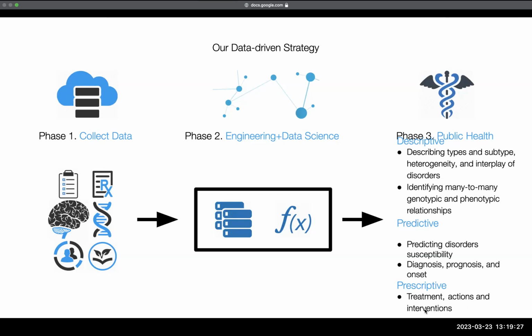And the prescriptive part is that, all right, knowing where a patient is going to be, what their prognosis is going to be, what their diagnosis is, could you tell me what treatment and intervention could I introduce in terms of managing the disorder, preventing it, or treating it?